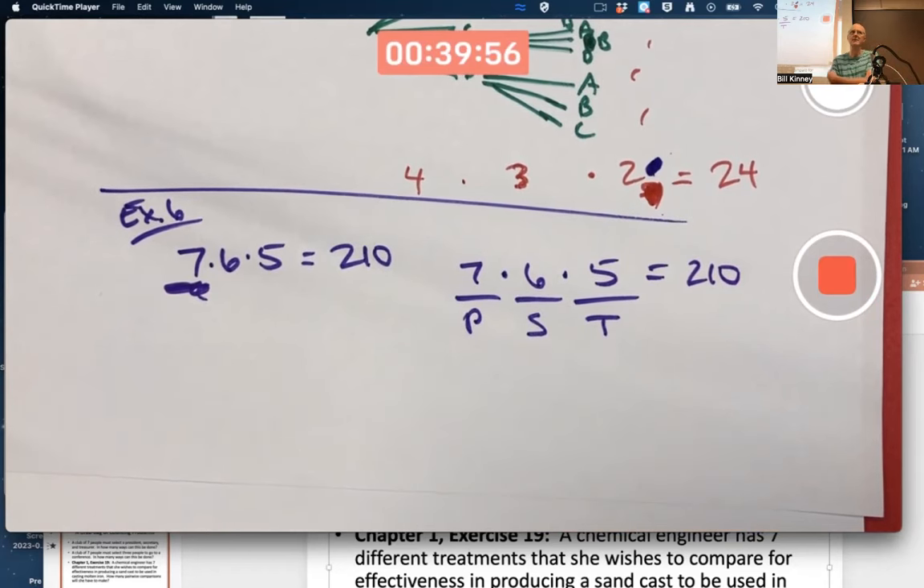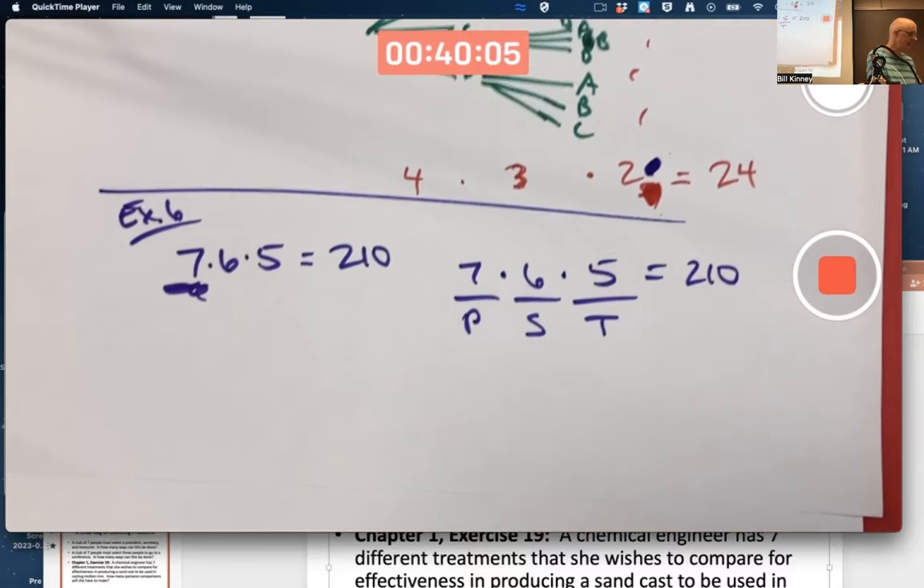What am I using here? I'm using something called the multiplication principle. When you look at the multiplication principle in the book, it looks like a really fancy thing. Like, do I have to memorize this?